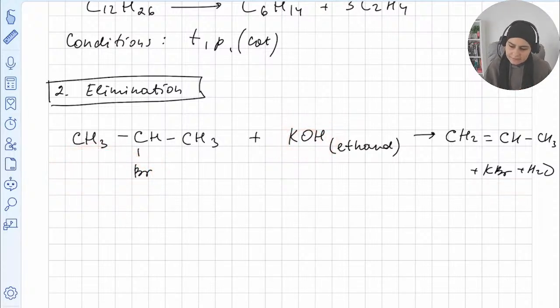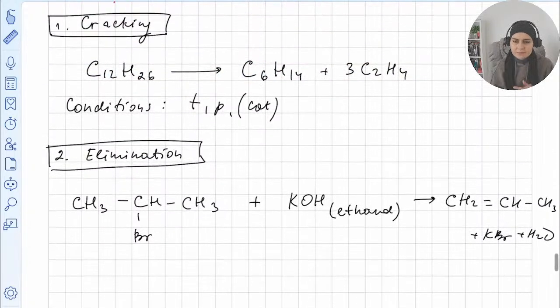All right, this is the most common way to get alkenes. Maybe there is something else. Probably you can also do dehydrogenation of alkanes, but that's not very common. So this is the most common way for synthetic pathways.